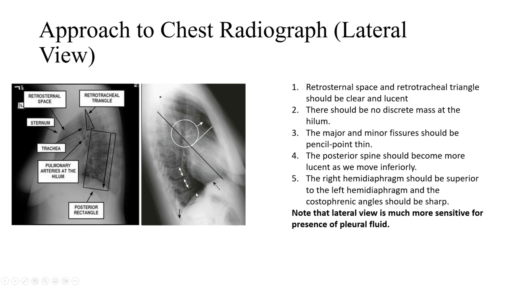And the right hemidiaphragm should be located superior to the left hemidiaphragm, and both costophrenic angles should be sharp. If there's blunting of the costophrenic angles on the lateral view, that can be a sign of pleural fluid, as the lateral view is more sensitive for the presence of pleural fluid compared to the frontal view.